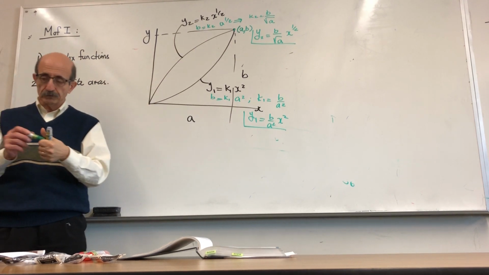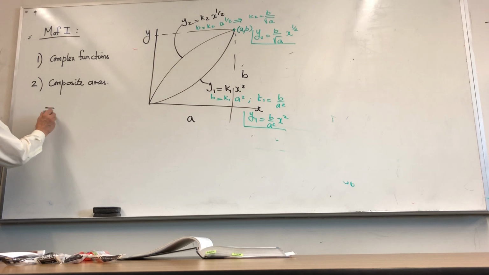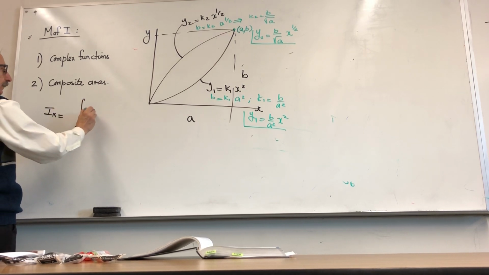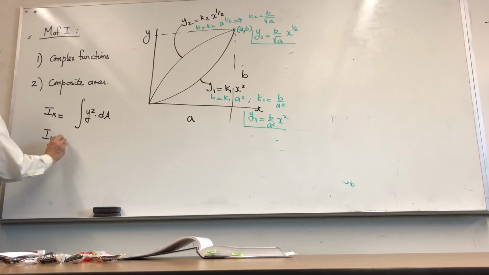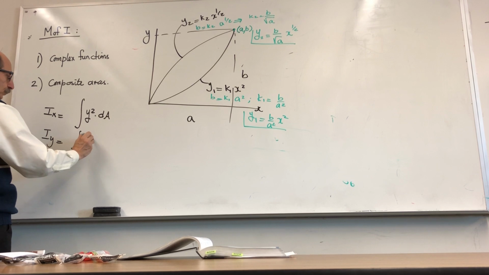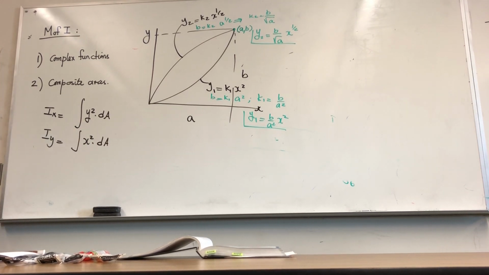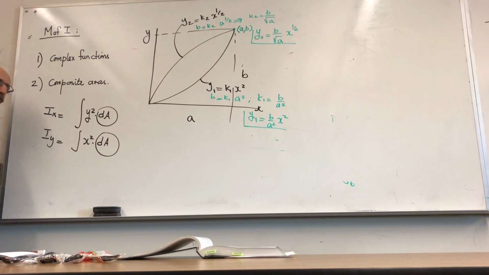So these are the two functions, and we want to find the moment of inertia of this area surrounded by these two curves about the X and Y. Remember that Ix is the integral of y squared dA, and Iy is the integral of x squared dA. So the only thing you really need to do in this case is to set up the right dA differential area in each case.